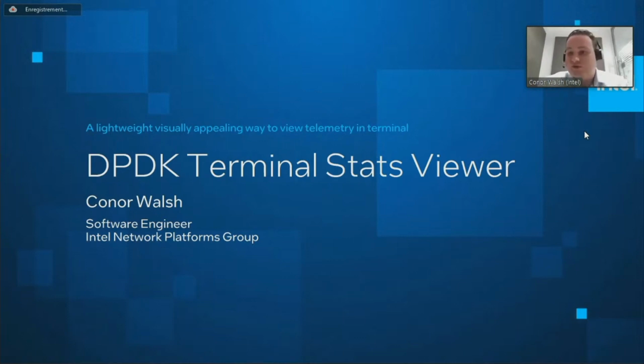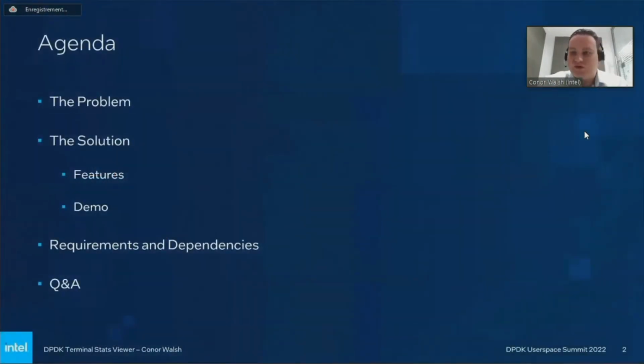What I'm going to be talking about today is a lightweight, easier to use, visually appealing way to view telemetry in your terminal when you're trying to debug what might be going on with your DPDK app, or basically see what your app is doing. So I'm going to talk a bit about the problem I set out to solve with this tool, the solution, the features of the solution. I'm going to attempt a live demo and talk about some requirements and dependencies of the tool as well. And I'd be happy to take some questions at the end, but I'll keep those for the end if that's okay.